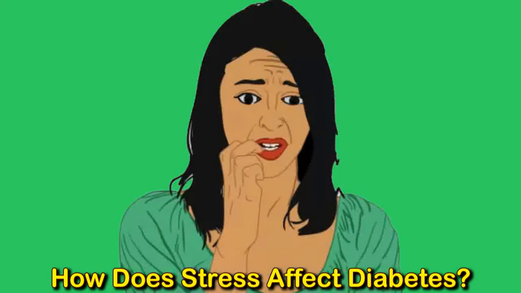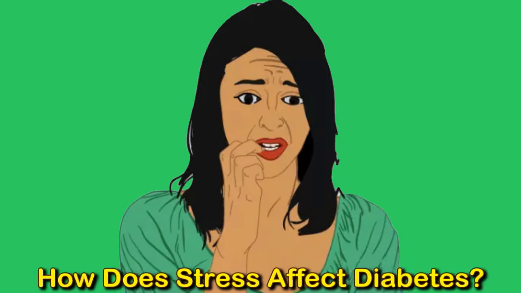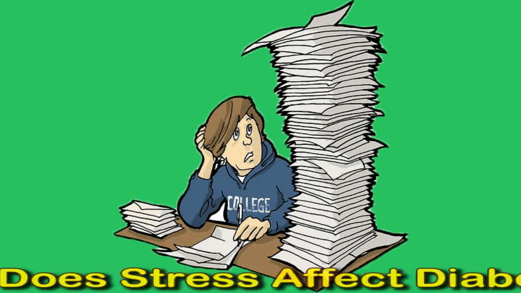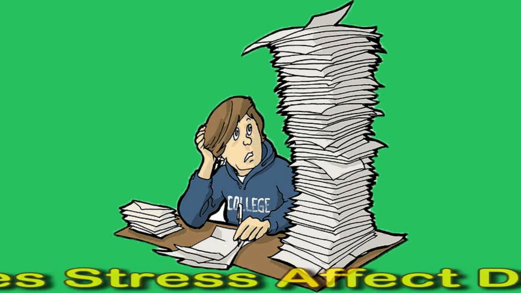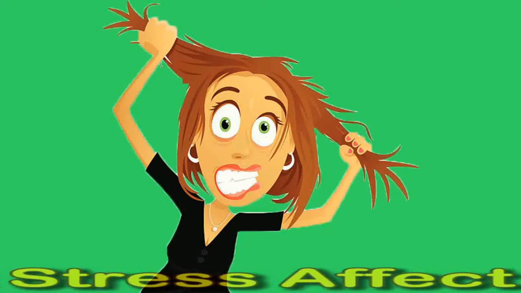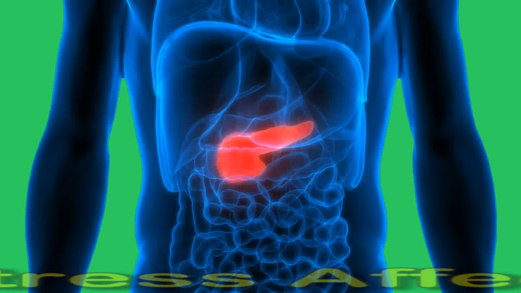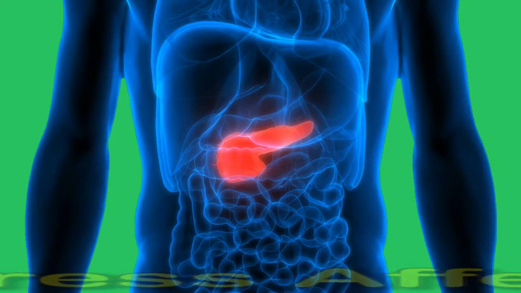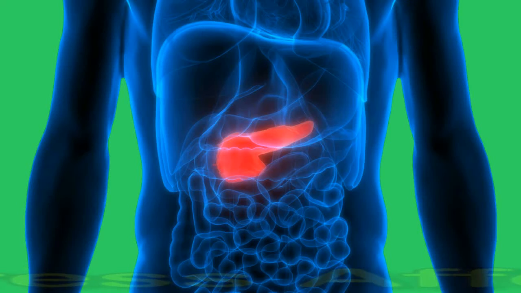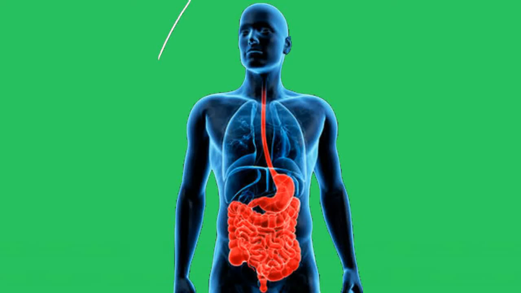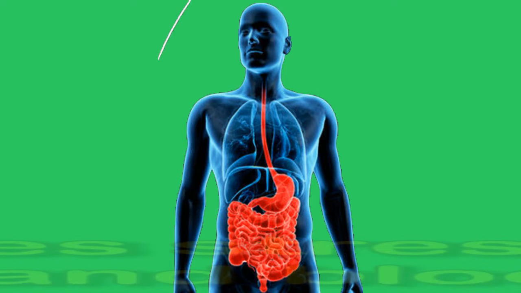However, stress can also increase a person's blood sugar and glycated hemoglobin levels. Research has also linked high levels of lifetime stress to an increased risk of developing type 2 diabetes. How does stress affect diabetes and blood sugar?